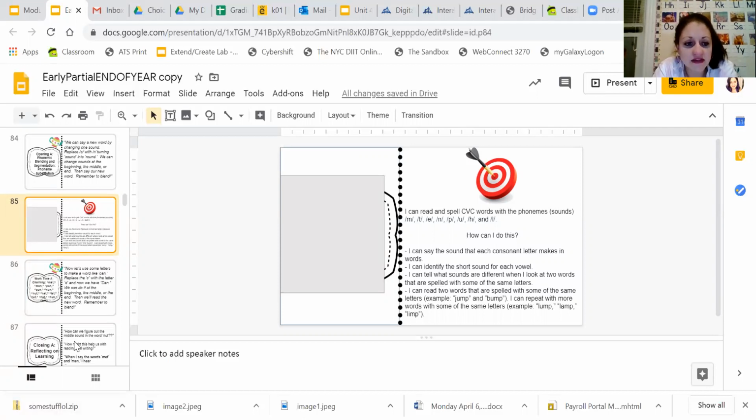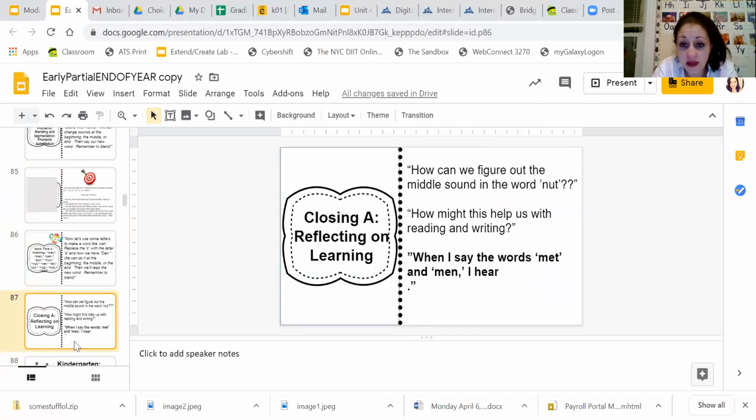So I'm just gonna end this lesson really quick with, how can we figure out the middle sound in the word nut? So I'm going to take my magic hand. I'm going to tell you how. And we're going to tap out that word. So, we know it's a CVC word, okay? We know it has 3 letters. And I'm going to tap it out one more time.